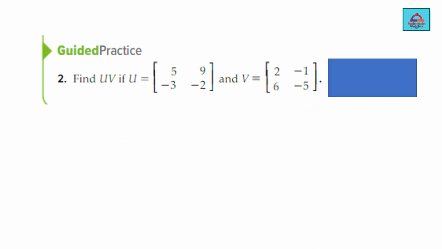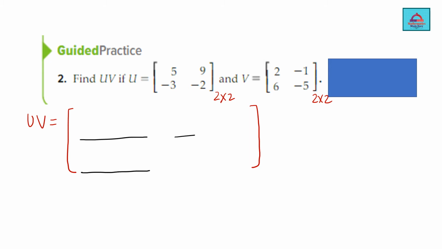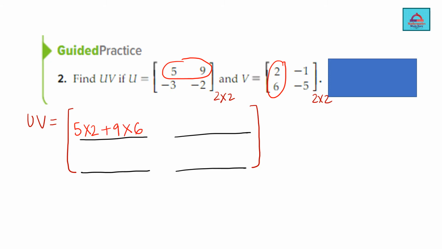Okay, so I'm taking one more example just to make you feel more comfortable with multiplication of 2 cross 2 matrices. So let's find UV. Again, it is going to be a 2 cross 2 matrix. I'm going to do it in a similar way, with 4 blanks, so that we start to fill these 4 positions one by one. So first row of the first matrix, first column of the second matrix: 5 multiplied with 2 plus 9 multiplied with 6. Next we take the first row of the first matrix and the second column.